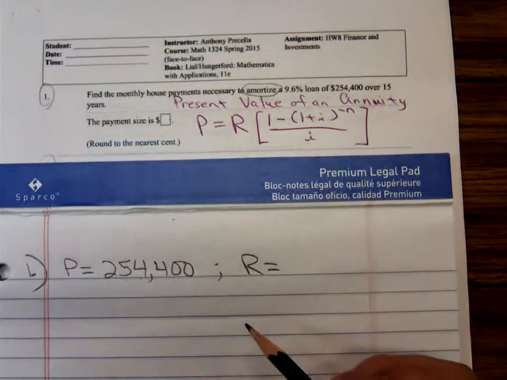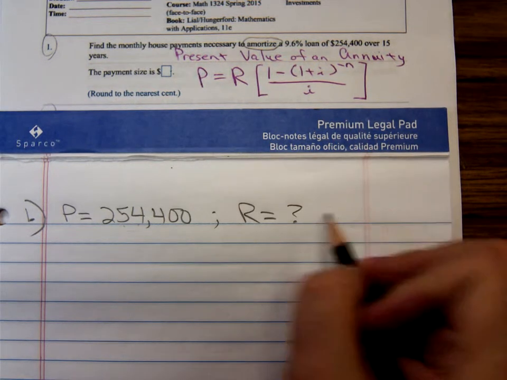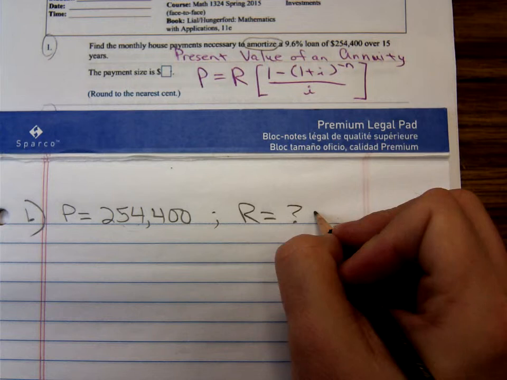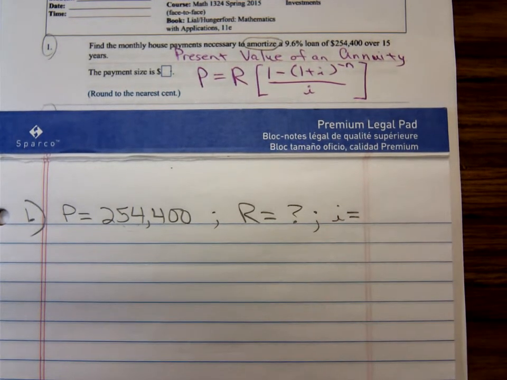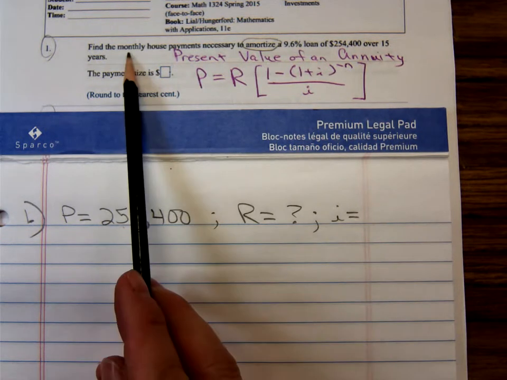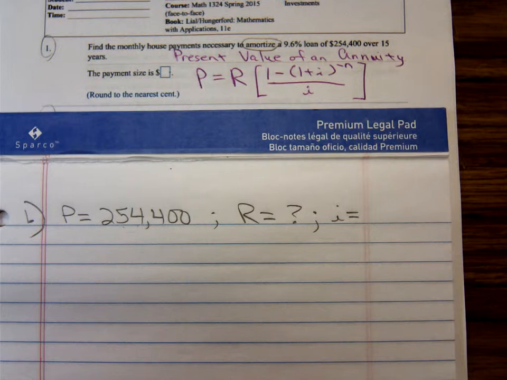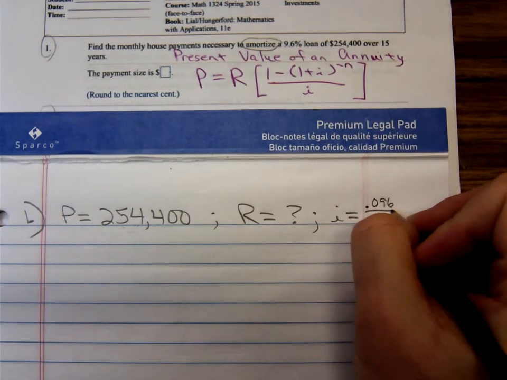Do we know R? No, we don't know R. That's the amount of the periodic payment. So what about i, the rate per period? Well, it's 9.6%, so that'd be 0.096, but we have to split it up over 12 months. They're not paying 9.6% interest every month. That's an annual rate, so we split it up by dividing it by 12.